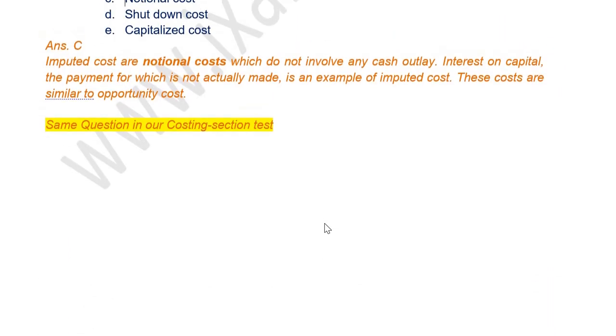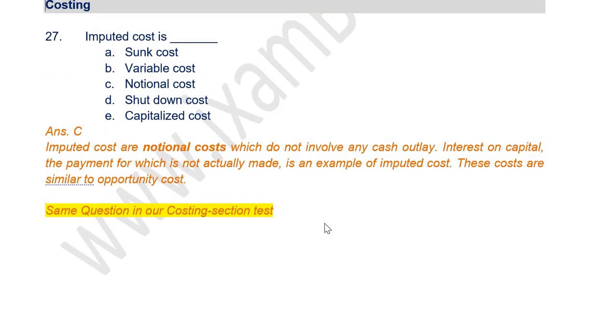Moving on to the costing segment. In costing, very easy questions were asked, and the majority of the questions were from lean systems. A few questions were definition based. The first question was about imputed cost. What is imputed cost? Imputed cost is also known as notional cost.